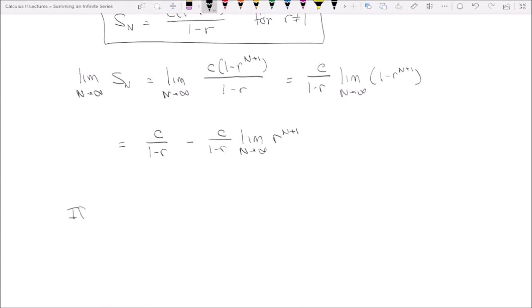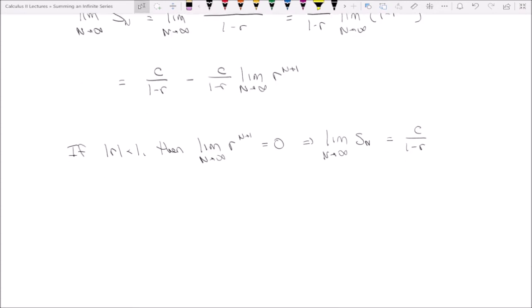Now, if the absolute value of r is less than 1, then notice that this limit is 0, which would imply that our overall limit of the sequence of partial sums would be c over 1 minus r. If the absolute value of r is greater than 1, notice that our limit does not exist. Which means that our sequence of partial sums diverge.